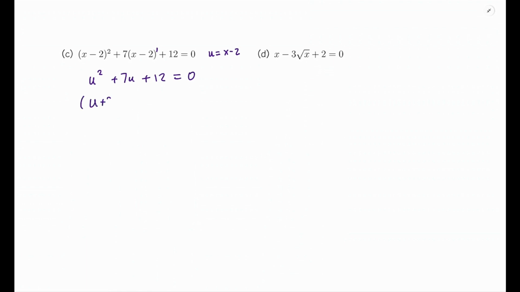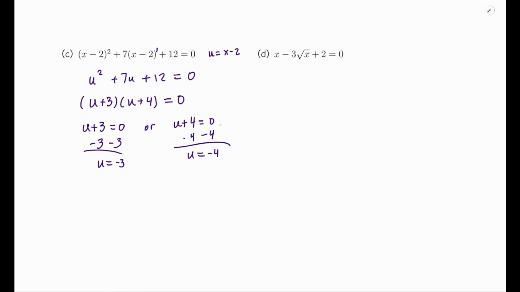Which factors as u plus 3 times u plus 4 equal to 0. So u plus 3 equals 0, or u plus 4 equals 0. So we get u equal to negative 3, or u is equal to negative 4. But again, u is x minus 2, so this means x minus 2 equals negative 3, or x minus 2 equals negative 4. And add 2 to both sides of both equations. We get x equals negative 1, or x equals negative 2.